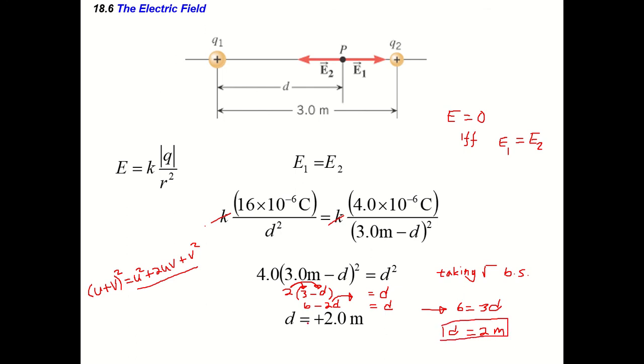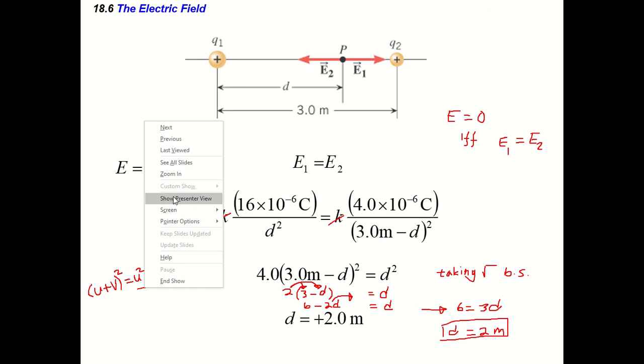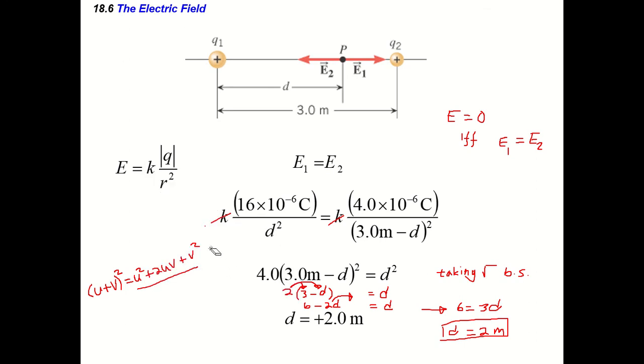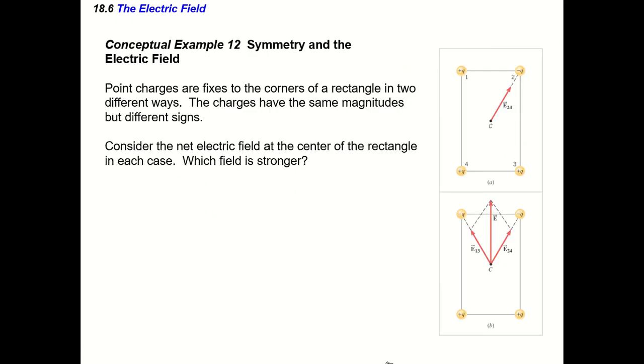Okay, so no need to do this, class. You can do this also, but it's better to do it this way. You just take square root on both sides. Okay, so you got d equal to 2 meters, positive 2 meters. So distance is always positive.